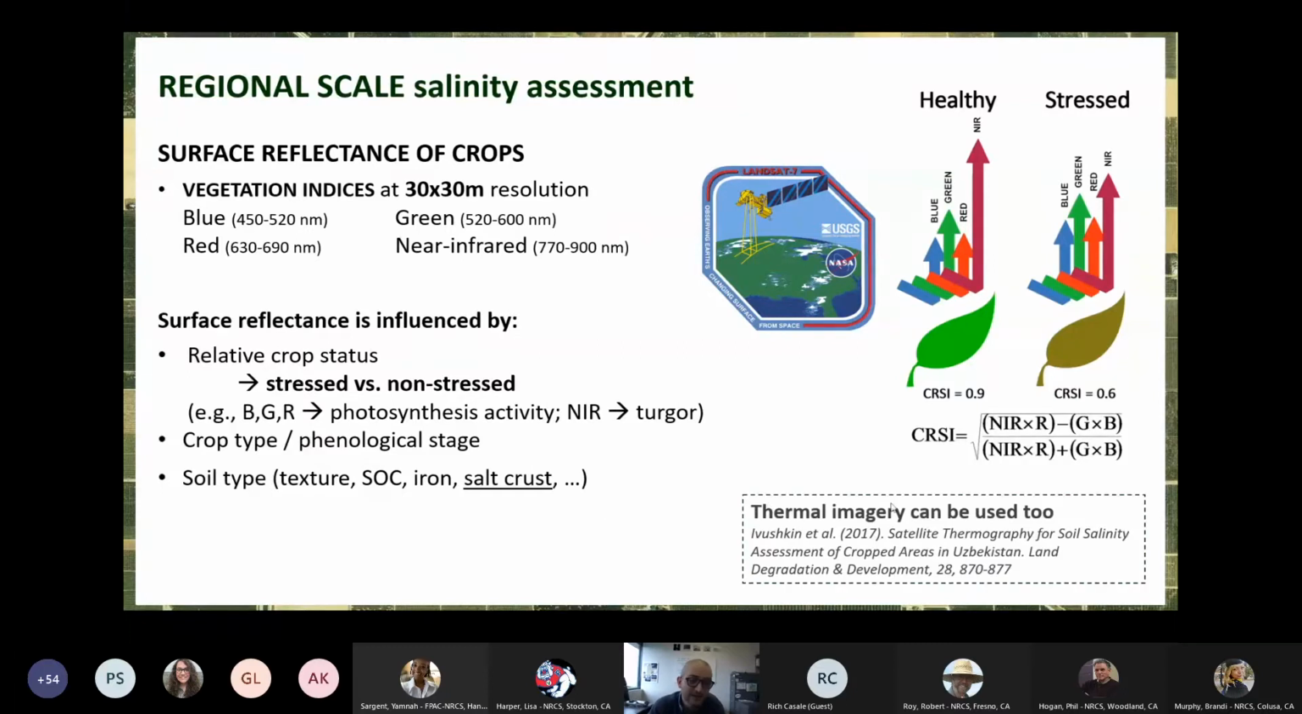This is to say that you can do what we are talking about today with thermal imagery too, and there's a nice example of it in this paper here.